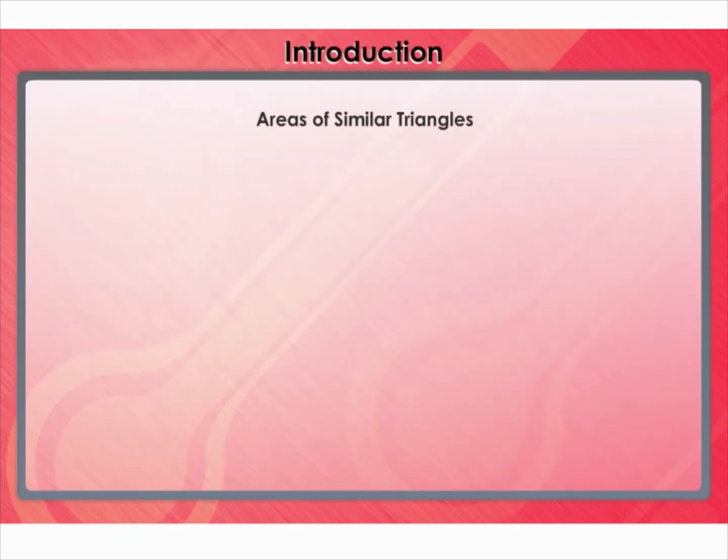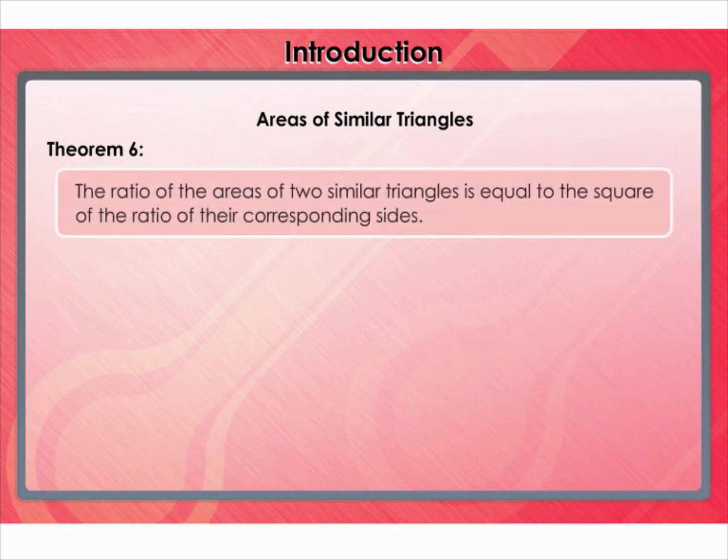Introduction. We've learned that in two similar triangles, the ratio of the corresponding sides is the same. Now let's establish a relationship between the ratio of the areas and the ratio of the corresponding sides.